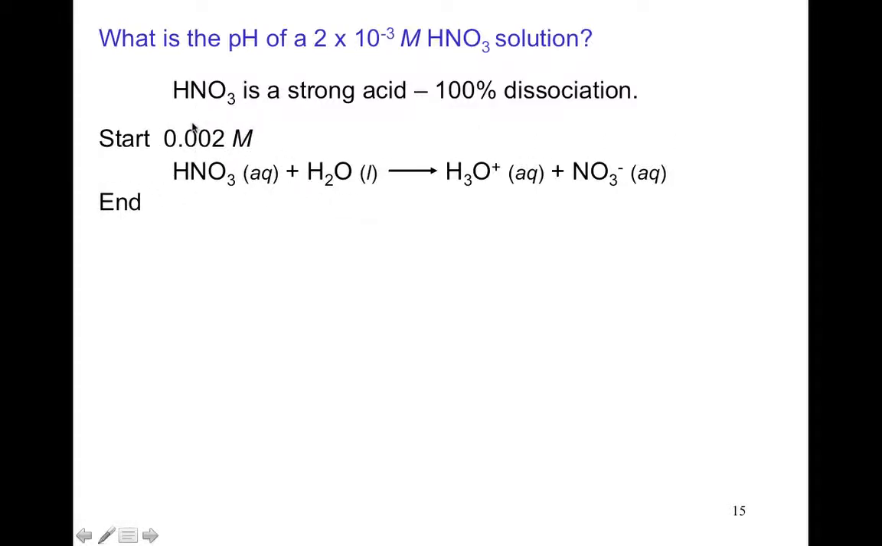So we start with 0.002 molar. That's this here. We're going to end with 0 molar here. Or rather, we start 0, 0 here.